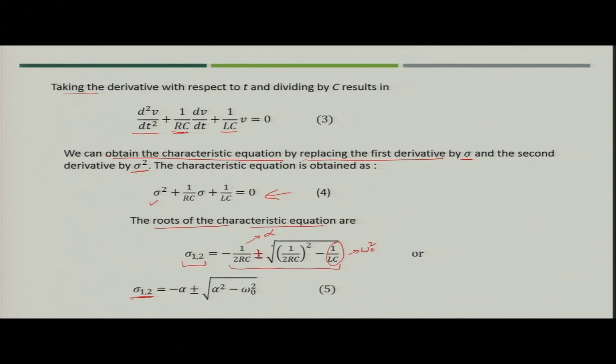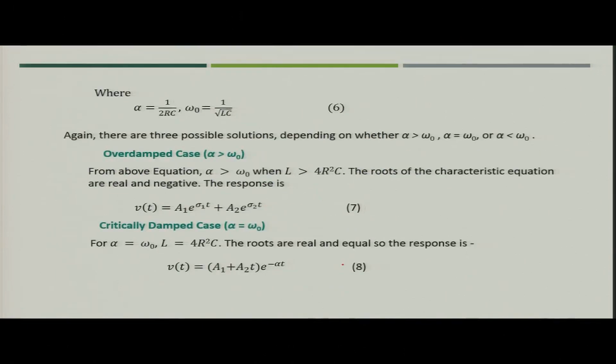So, if you put these values, the roots sigma 1, 2 of the characteristic equation can be represented as minus alpha plus minus root of alpha square minus omega naught square. Now, if you see these roots, these are similar to what we got when we were analyzing the series RLC circuit. So, you have assumed alpha and omega naught, and based on that you can again have the three possible solutions.